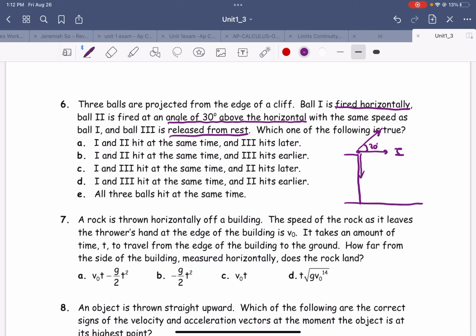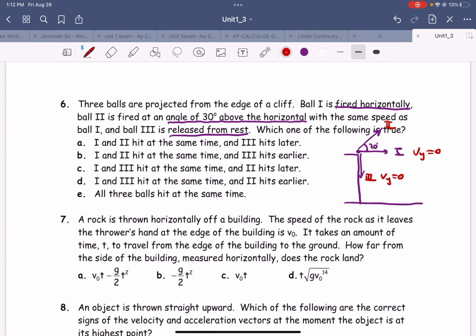So horizontal velocity wouldn't matter. We're going to talk about only vertical velocity. So for the first ball, the initial velocity is just horizontal velocity, right? So your y portion is also 0. And the third one is just released from rest. That means this is also 0. Okay? So they have the same vertical velocity initially, but not the second one.